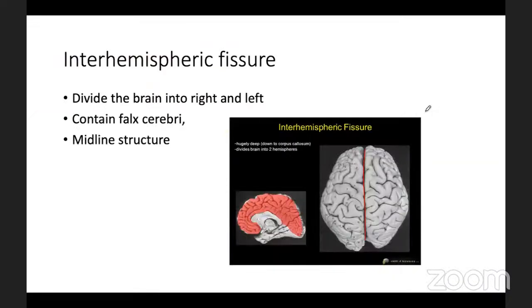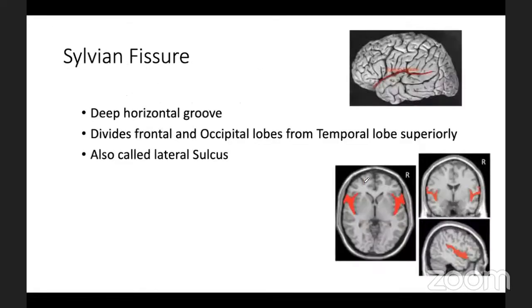So now the important landmark is the interhemispheric fissure, which divides the brain into right and left, and it is marked here. It contains the falx cerebri, and it is a midline structure. The Sylvian fissure is a deep groove, and it divides the frontal and the parietal lobes from the temporal lobe, and it is also called the lateral sulcus. You can see it marked in red.